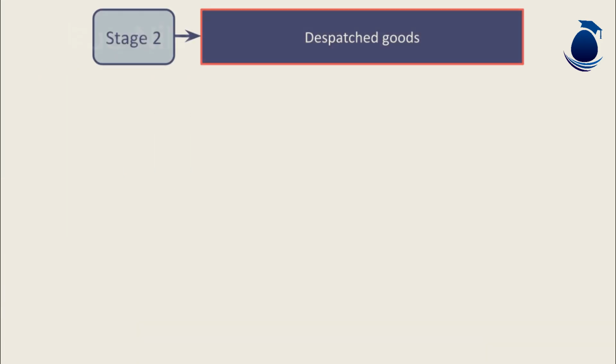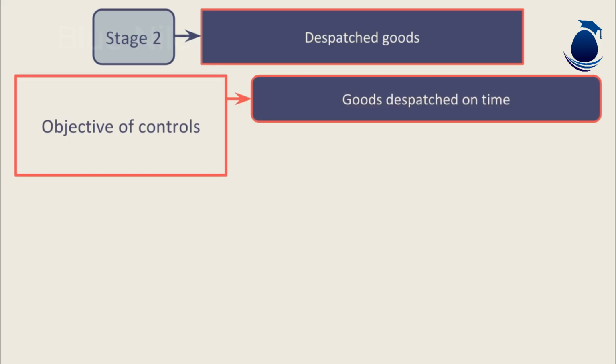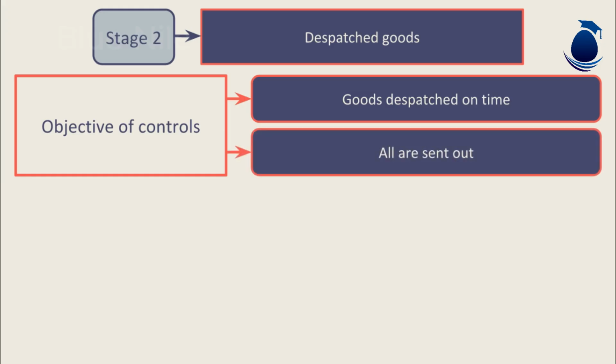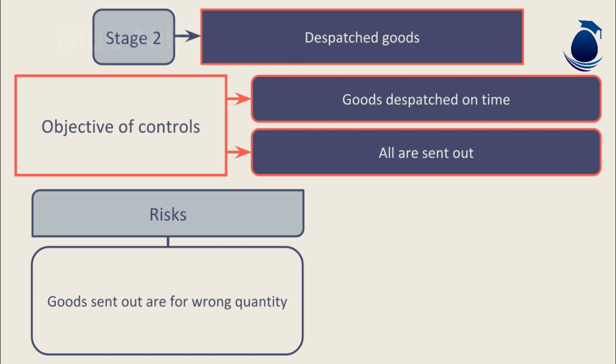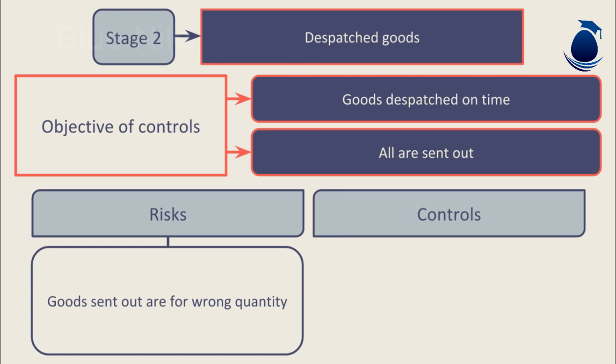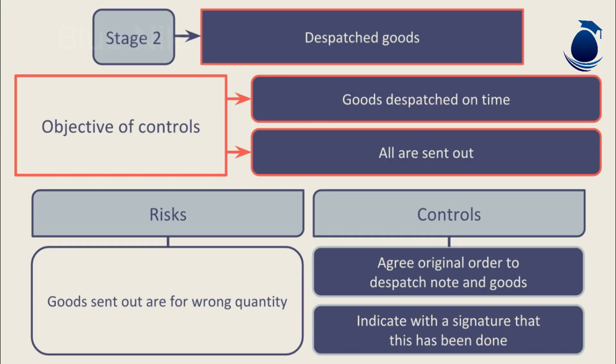Stage 2, when the goods are dispatched, is usually in the warehouse. A delivery note or goods dispatch note should be produced. The objective at this stage would be for goods dispatched to be on time to the correct customer and all sent out. An example of a risk is that goods sent out are for the wrong quantity. Controls put in place could be the dispatch team must agree the original order to the dispatch note and the goods to indicate with a signature that this has been checked.